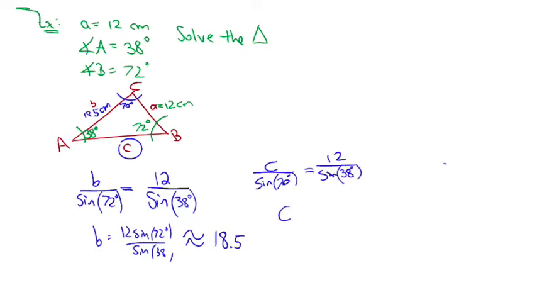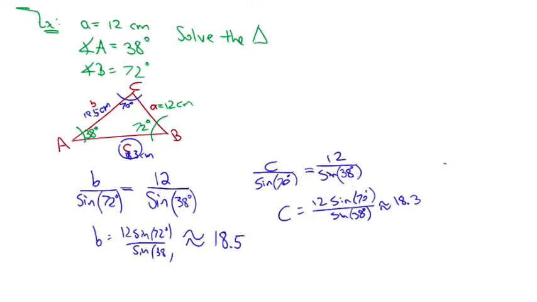So C is equal to 12 sine of 70 over sine of 38. And then C is going to equal, I'm going to guess approximately somewhere around 14... 17? No. It's 18.3. I knew it would be shorter than the other one, because opposite a smaller angle, you'll have a smaller side. Opposite a bigger angle, you'll have a bigger side. So 18.3 centimeters.